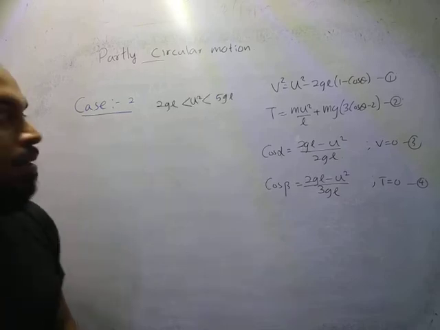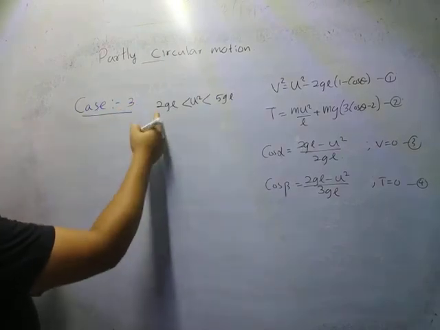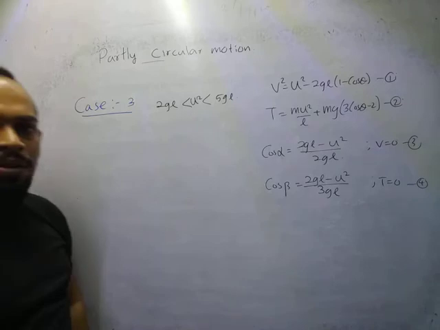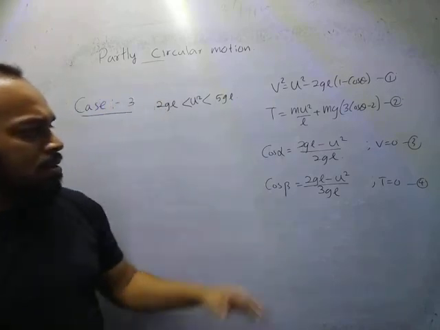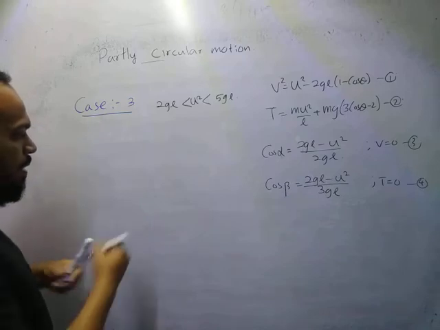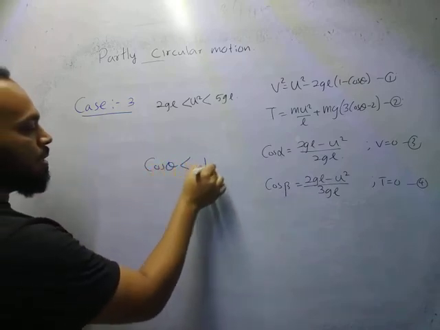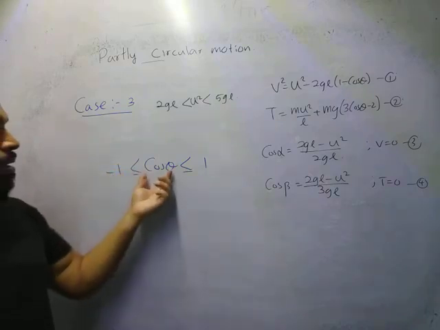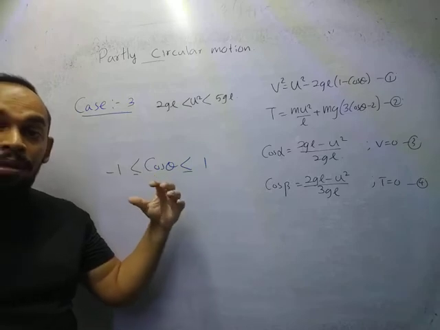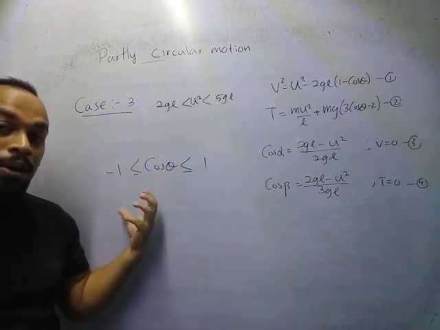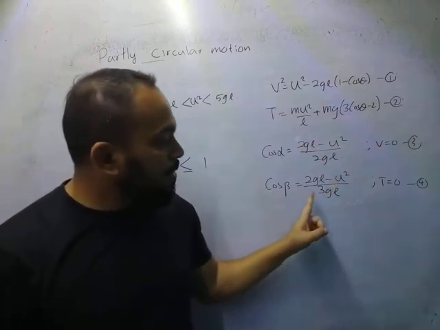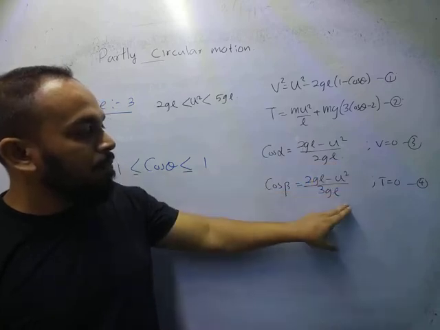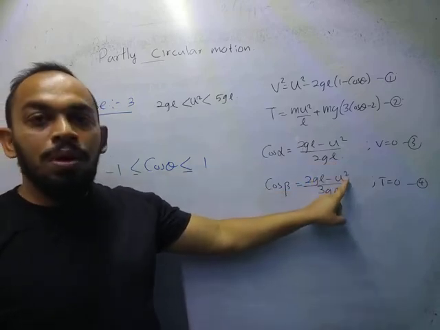Let's look at the next case. Right. So case 3, when u squared is greater than 2gl, that means it will move above, and less than 5gl. Where did this 5gl come from? Now you know that cos alpha, cos beta, whatever it is, cos theta, this must be less than or equal to 1 and greater than or equal to -1. Now this is a must. Cos theta cannot be greater than 1, and cannot be less than negative 1. Now let's look at 5gl here. There are two values. To get the minimum value that satisfies this, we have to put u squared equal to 5gl.